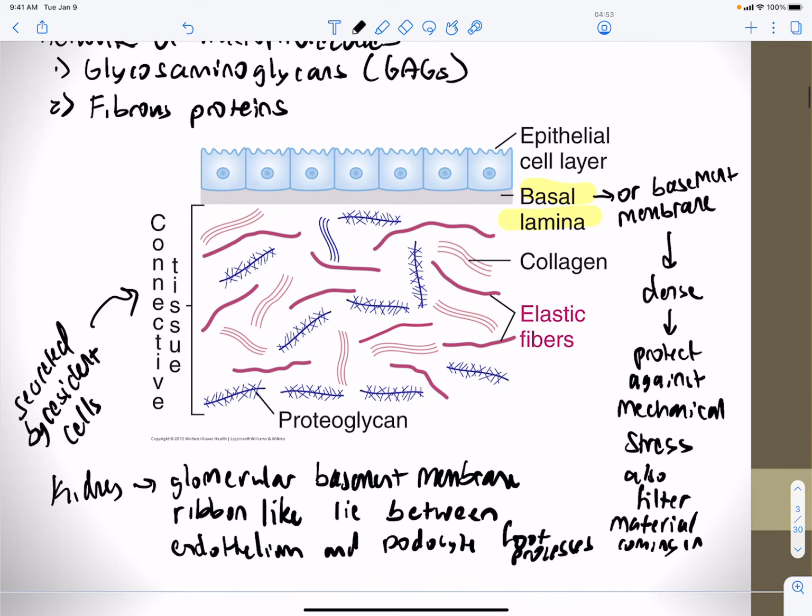Okay, so again, the extracellular matrix is going to hold the cells together. It's going to be part of connective tissue fibroblasts. The meshwork is made up of these glycosaminoglycans or GAGs, and these are going to be covalently linked to proteins, and they're going to be covalently linked to things like the proteoglycans. Your fibrous proteins are going to be your collagens, elastins, and fibronectin.